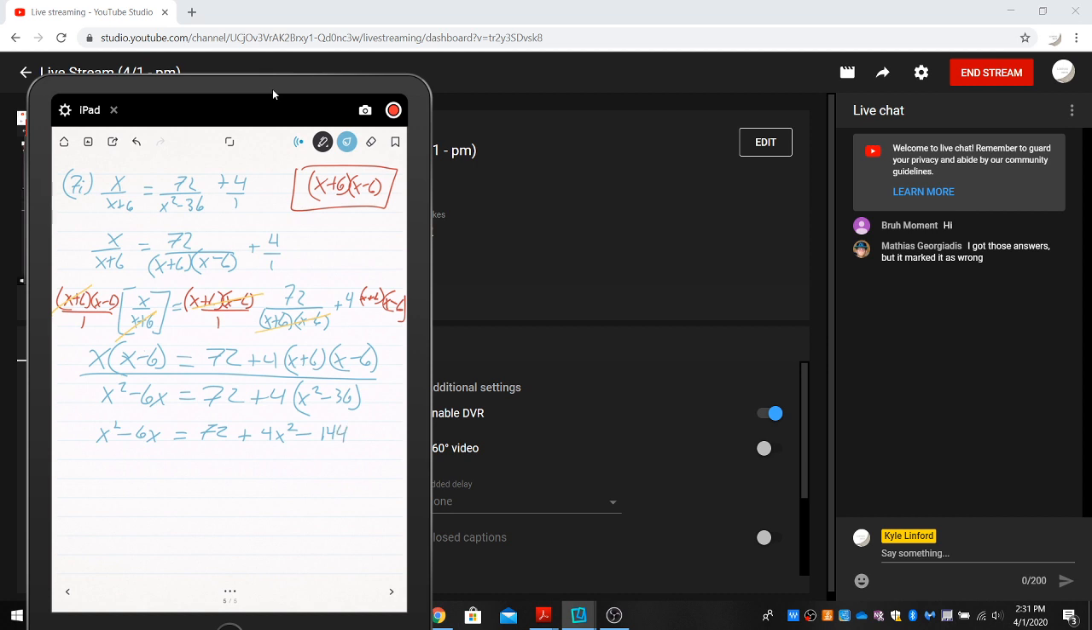And now we can go ahead and keep simplifying to get x squared minus 6x equaling 72 minus 144. Let me see. 72 minus 144 is a negative 72. I probably could have figured that. You know, I could blame the stylus for the handwriting, but let's be honest, it's just my bad handwriting. Let's move the x squared over, and then we'll add the 6x over. So we end up with 0 equals 3x squared plus 6x minus 72.